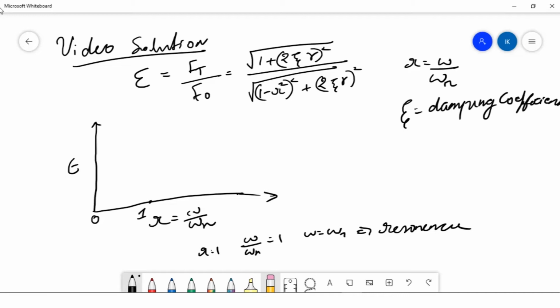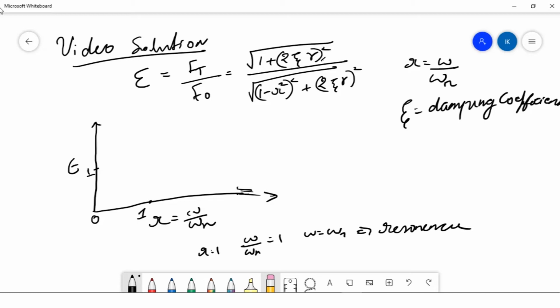Now what happens if r is equal to 0? That means omega by omega n equal to 0, which happens at omega equal to 0. If you substitute r equal to 0, you will get the transmissibility as 1, because this term will go to 0 and this term will be 1, so 1 by 1 you will get 1. And for large values of r, we can say that the transmissibility approaches 0.